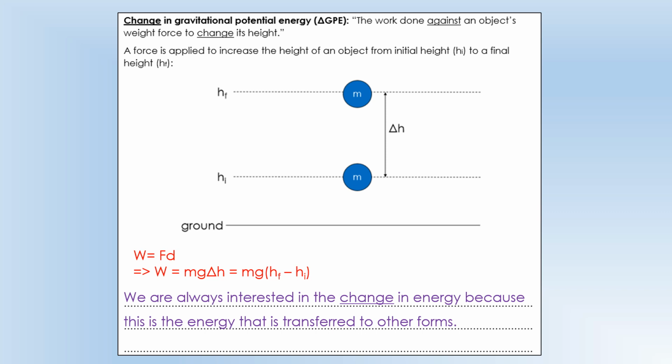Okay, so when we're looking at scenarios, we're going to be interested in changes in energy, because something's energy is pretty much never going to go to zero, but we can work out how much that energy has changed, and then we can work out what other forms it might have turned into. Okay, so that's gravitational potential energy.